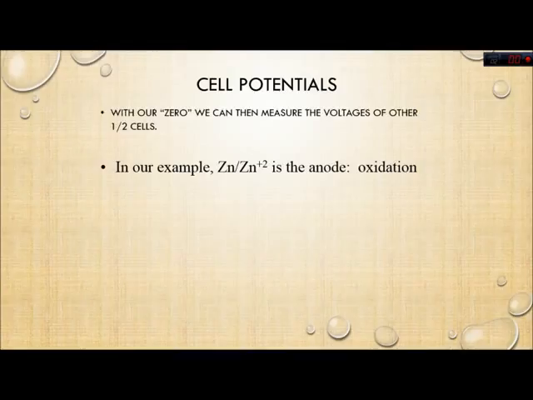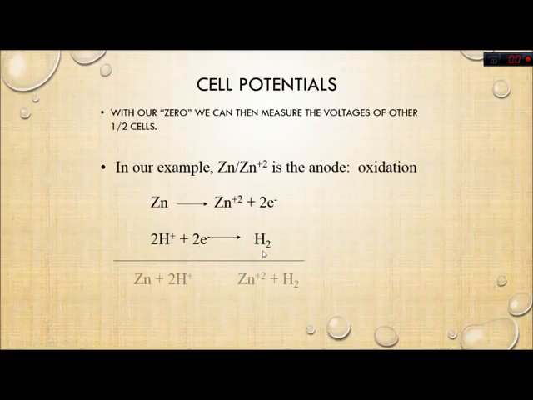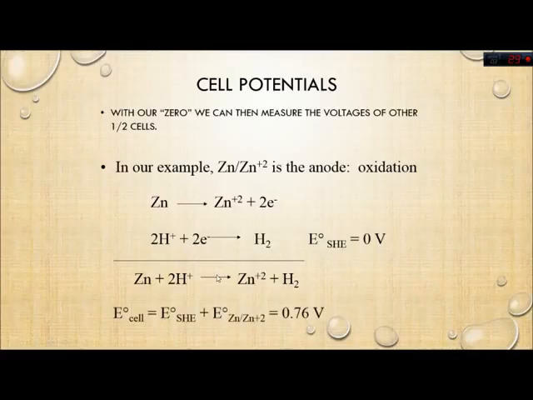In our example, we have used zinc to zinc 2 plus as anode or oxidation. So in this case, we will see how it happens. Zinc converts to Zn2 plus, releasing 2 electrons, and 2H plus combining with 2 electrons gives H2. So we get the final equation of the whole cell. The standard EMF of hydrogen electrode is 0 volt as we have considered before, and hence after adding this whole equation we get 0.76 volt. That is the EMF of the cell.